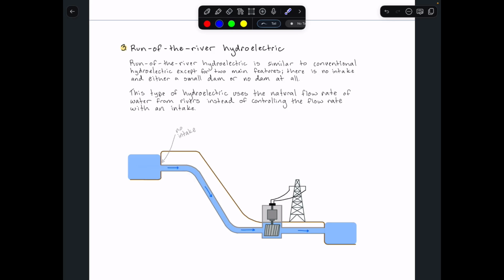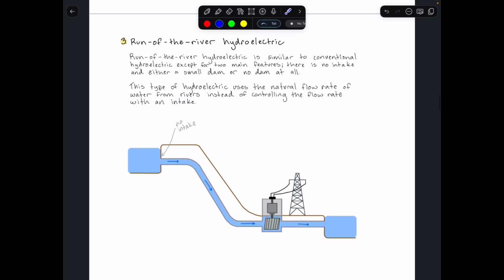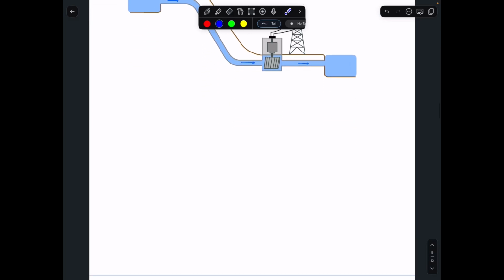all or a portion of the water is diverted through the turbines, which is over here, to generate electricity before being returned downstream. So because run-of-the-river facilities cannot control the water flow, their electricity production depends entirely on the river's natural flow rate, and can vary with each season, depending on the precipitation, snow melt, drought conditions, and all those kinds of things.